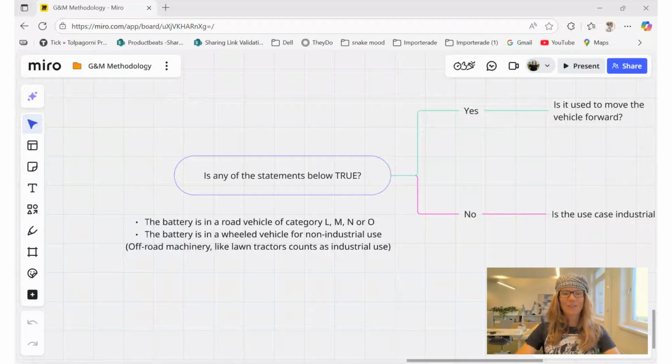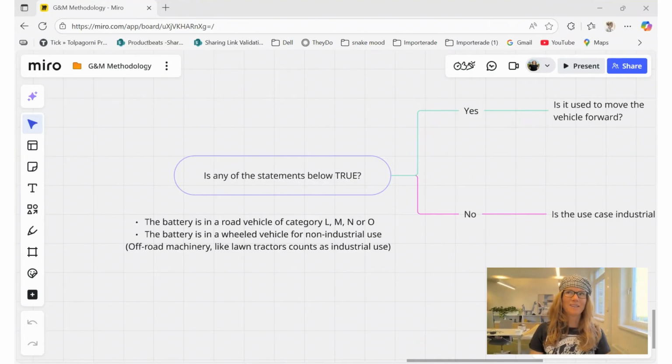Woohoo! Today we're going to talk about how to classify your battery according to the EU battery regulation. This is actually the first step you need to do so that you understand what kind of regulations is applicable to you and also the timeline, because it differs a little bit depending on which category your battery falls in.